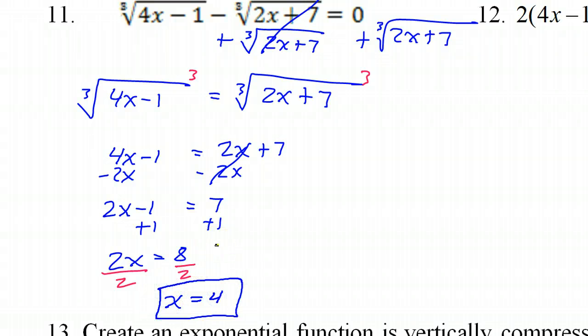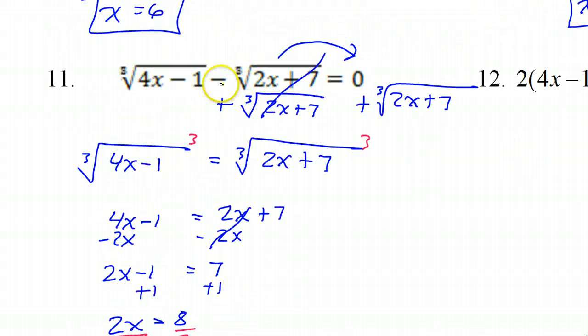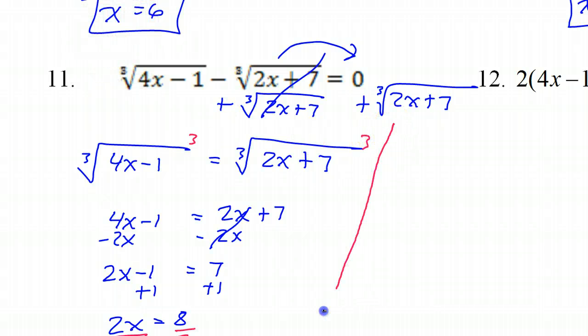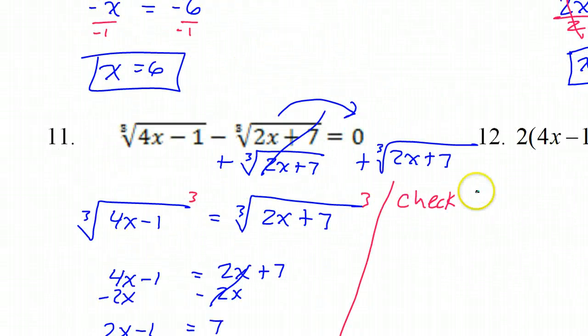Alright, now this might or might not be the solution. We're going to have to check because this is a problem that involves radicals. So x equals 4. Let's take a look. So I will do my check in another color. Alright, so I'm checking 4 out.